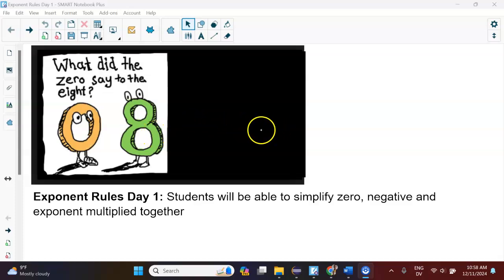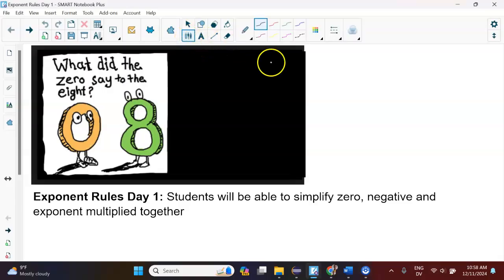All right, welcome. Today's lesson is going to be about exponent rules, and we're going to be doing this over the next few days. Today we're going to start with zero exponents, to figure out what the heck 3 to the 0 power evaluates to, and then negative exponents, like how about 3 to the negative second power? What does that evaluate to?